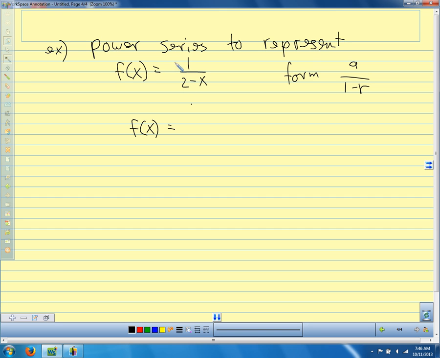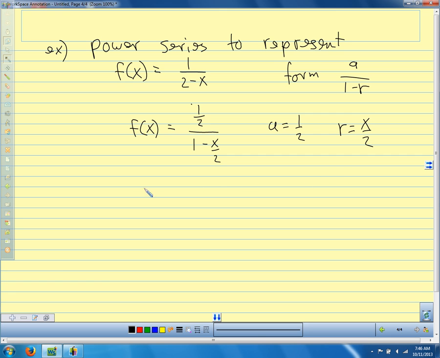If I, where are you talking about multiplying? On the top. Oh wait, no, that wouldn't work out. Right. So let's divide everything by 2. So I'm going to say 1/2, dividing everything by 2, over 1 minus x over 2. Now we have our form. This is a, and r is x over 2. A equals 1/2, r equals x over 2.